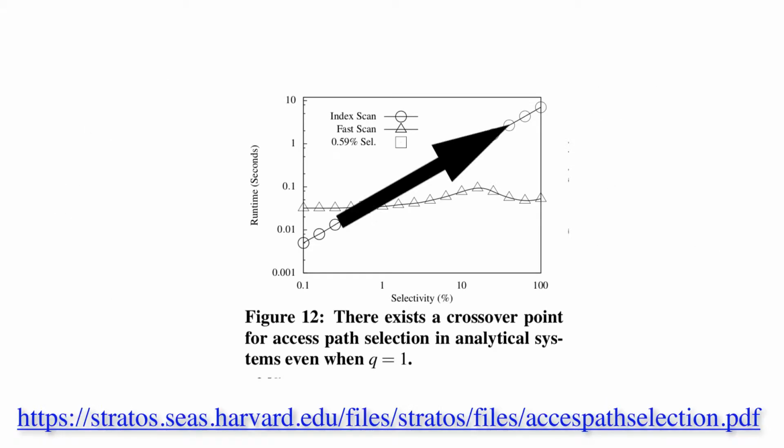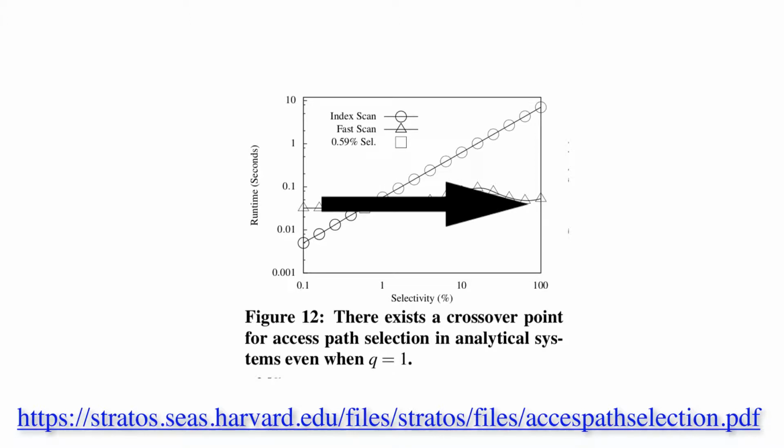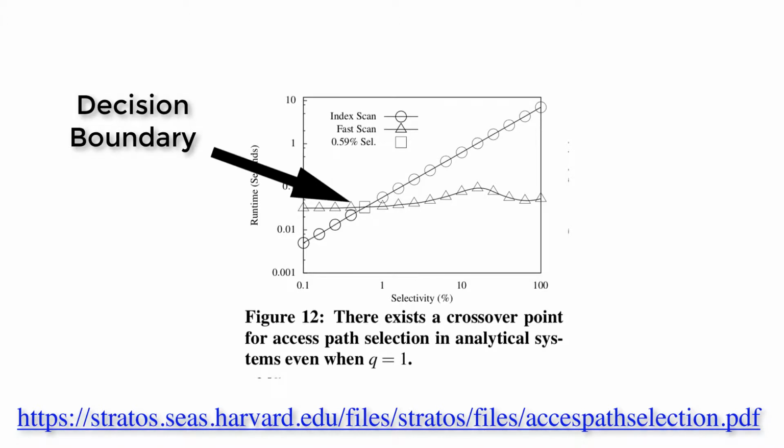Sometimes it makes sense to probe an index, although the cost for that grows rapidly. At other times, and very soon, it makes sense to scan. And that decision boundary is called the access path. Finding the optimal path is not as easy as it sounds.